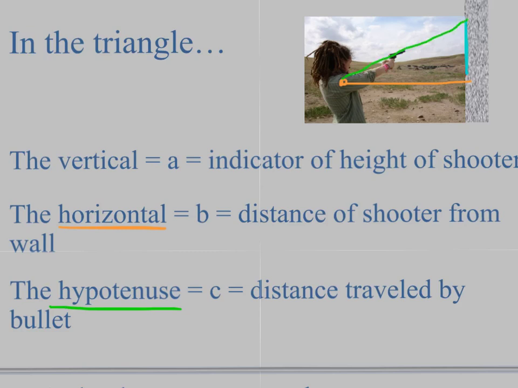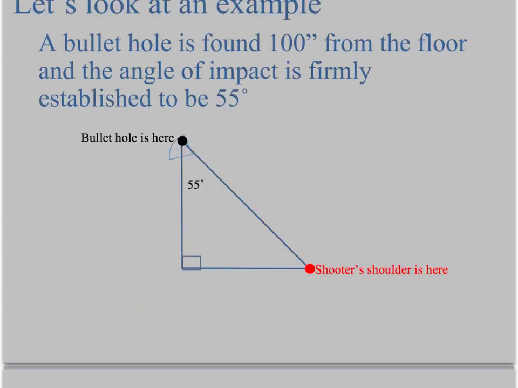So we're going to assume that the distance of the bullet started at the shooter's shoulder, which we know it really didn't, but we don't have a nice right triangle if we started at the gun. So this gives us a triangle we can use, and that's just a representative distance anyway because it's all proportional.